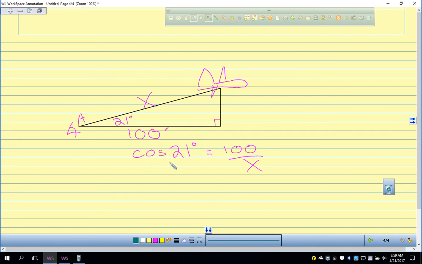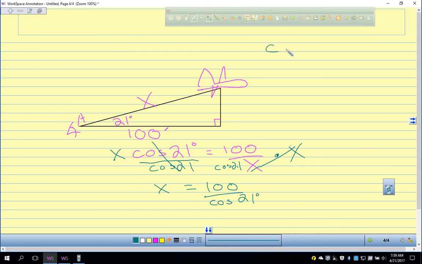Cosine, you can't just divide away, you can't separate the cosine from the 21. So what I have to do is multiply both sides by x, and divide both sides by the cosine of 21. Then this goes away, and this goes away, and I get x is equal to 100 divided by the cosine of 21 degrees. Yeah? Yes. No?